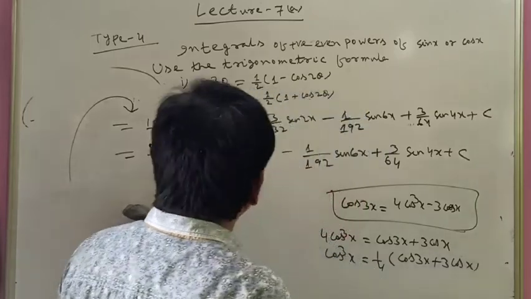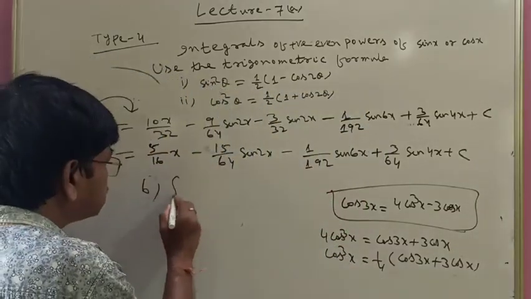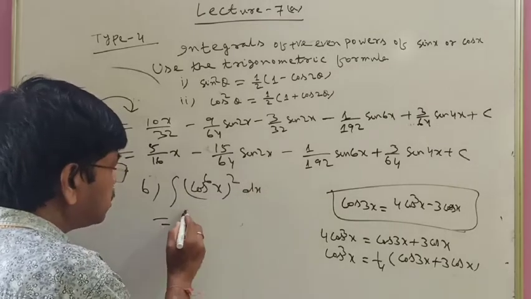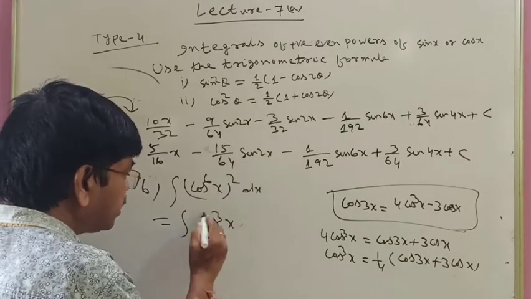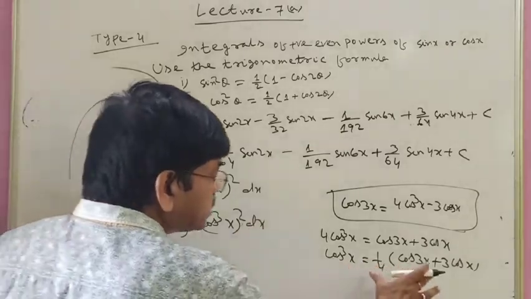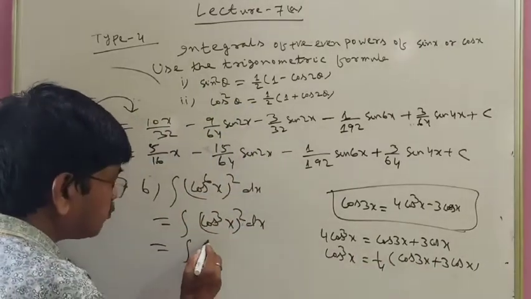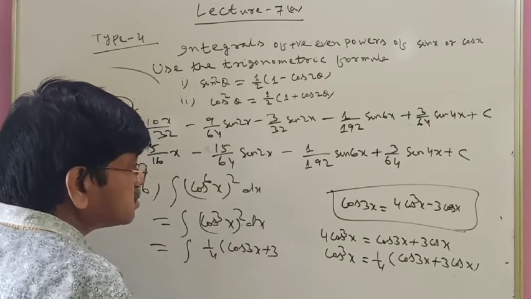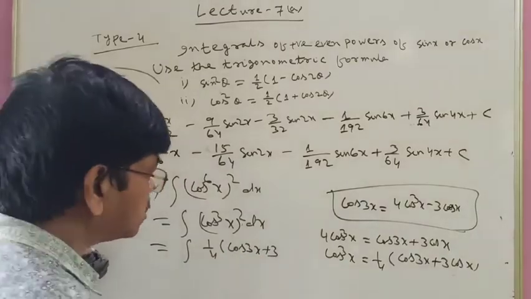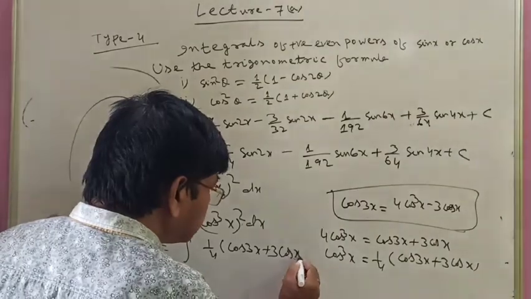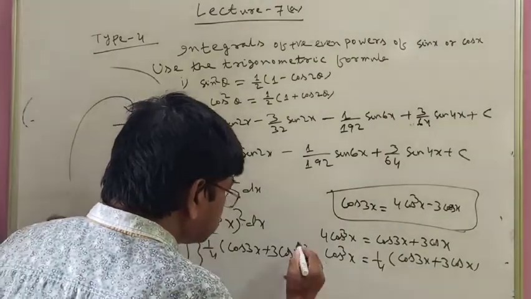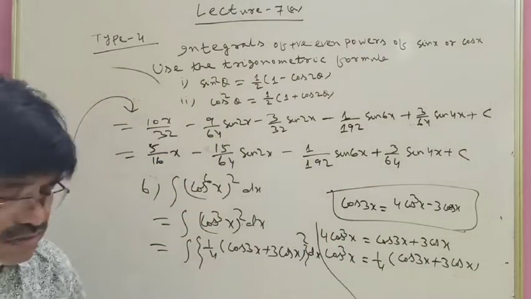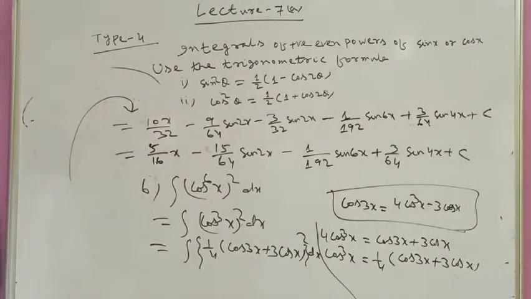So the last question, our question was cos power 6x, that is cos cubed x whole square. Here cos cubed x is this one, that is 1 by 4 into cos 3x plus 3 cos x, and this is the whole square. So now you can do this. After that, you can complete this just like the previous problem.